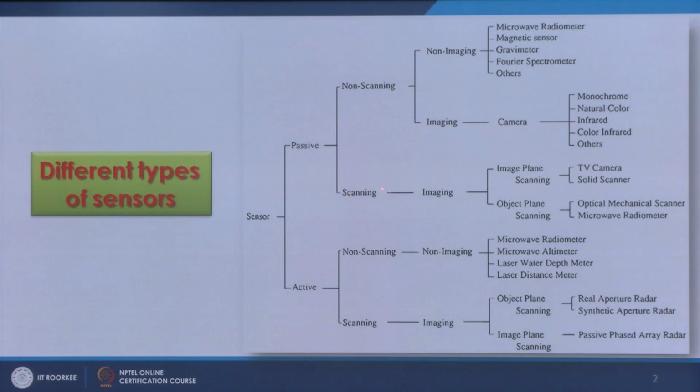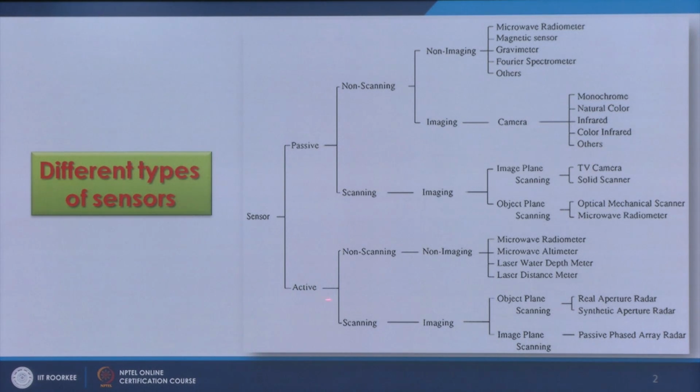Then scanning sensors are also there, like imaging, image plane scanning, TV camera, solid scanner, object plane scanning, optical mechanical sensors, microwave. So, initially when remote sensing started, we had these optomechanical scanners. Now later on we are having non-scanning imaging sensors like all these.